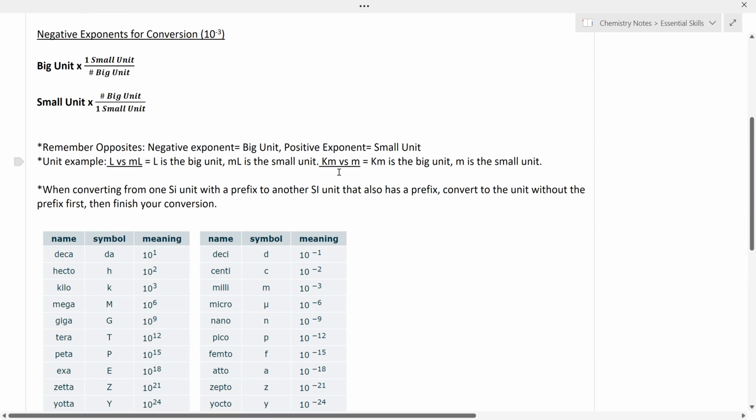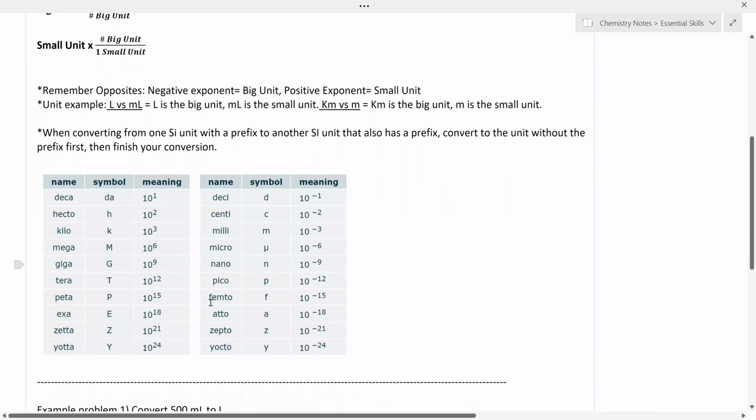Now over here, we have kilometers versus meters. The kilometer is the big unit and the meter is the small unit, because 1 kilometer is so big, but 1 meter is much smaller in comparison. So that's what it means: it's in comparison with the other unit. If you had 1 of each unit, which one would be bigger? That's how you know which is the big unit versus the small unit. You can also use this handy dandy chart to help you figure out which is the bigger one and which is the smaller one.